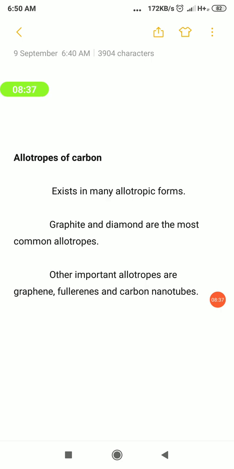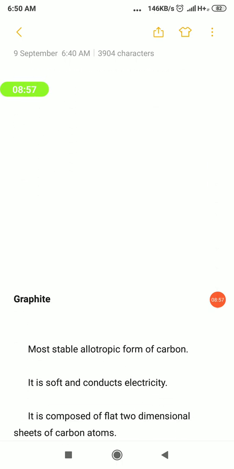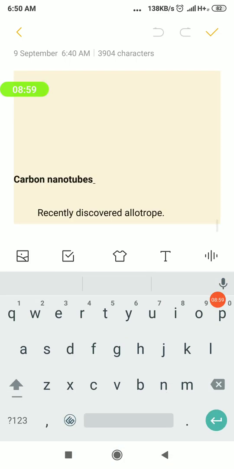And in here we are going to see one more allotrope also, that is carbon nanotube. So about these we are going to see. Carbon exists in many allotropic forms. Out of those allotropic forms, graphite and diamond are the most common allotropes, and the other allotropes are graphene, fullerene and carbon nanotubes. It's very easiest one. Let us see this. First we are going to see about graphite.